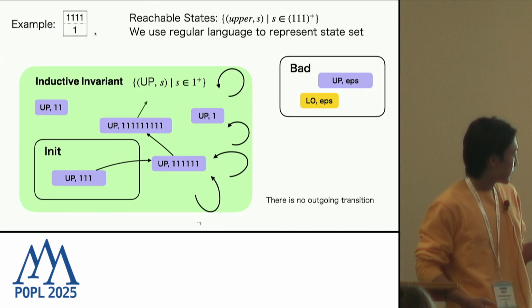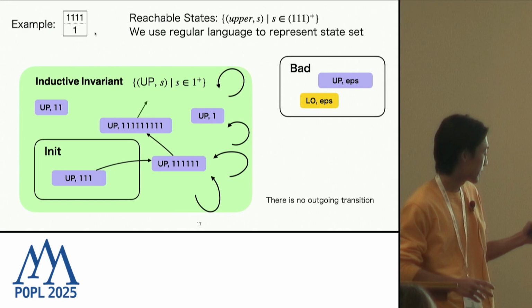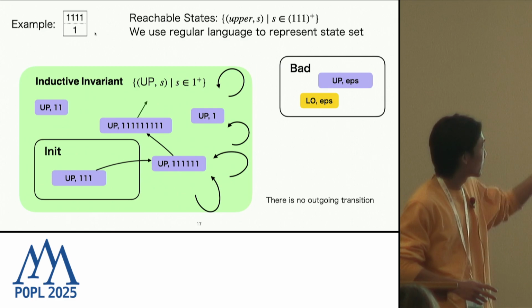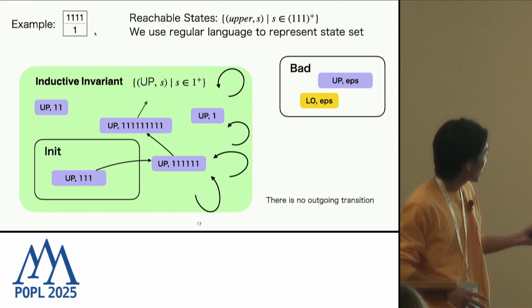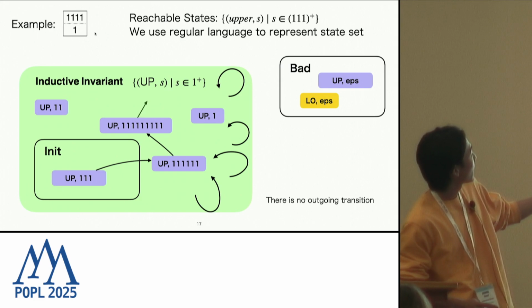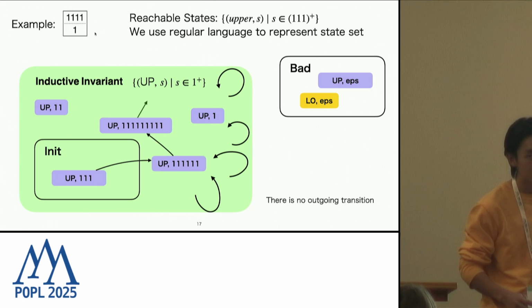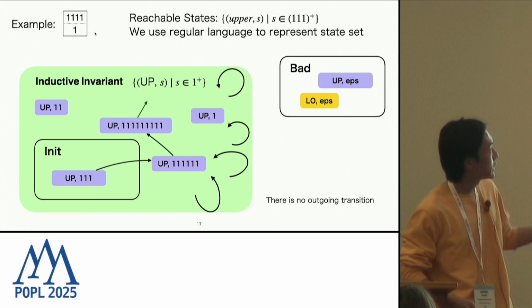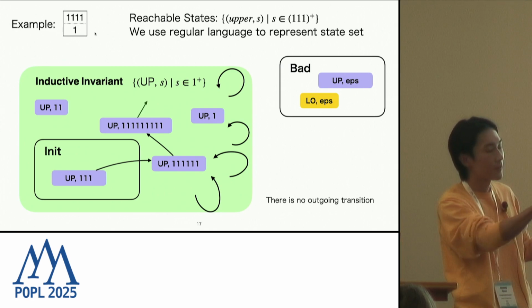Here is an example. Let's prove this simple PCP instance consisting of only one tile doesn't have any solution. Obviously, this doesn't have any solution. The initial state is upper 3 ones, and by applying the tile, it transitions to upper 6 ones, then 9 ones, and 12 ones, and so on. Apparently, the reachable states are the pairs of upper and repetition of 3 ones.